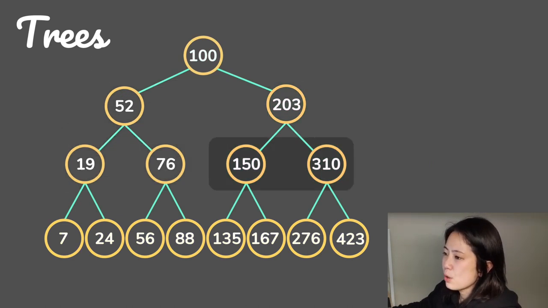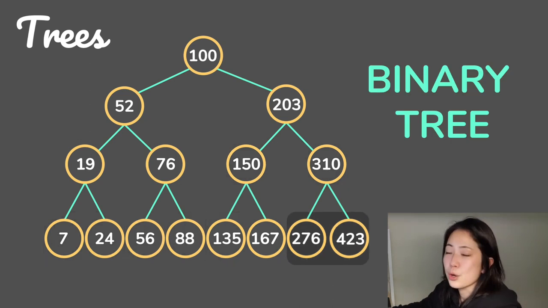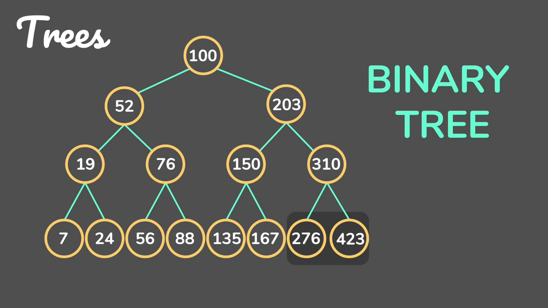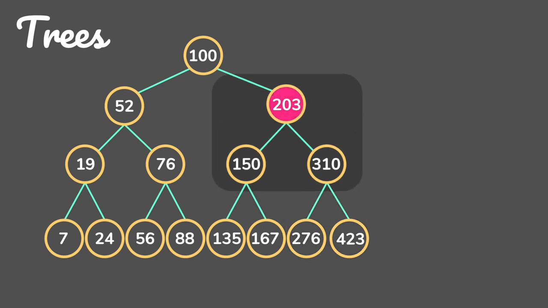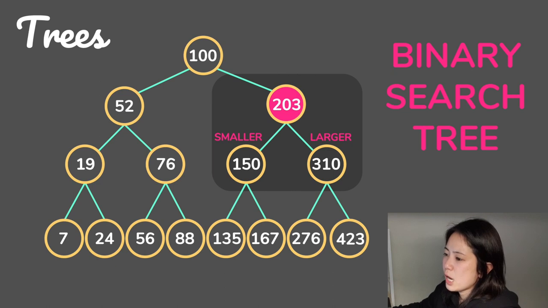Here you can see that there are two children coming from one parent in this diagram. In this case, we call this a binary tree. A tree that has nodes with no more than two children is called a binary tree. So each parent is going to have a left and right child. And when the smaller child is placed on the left and the larger placed on the right, we call this a binary search tree.